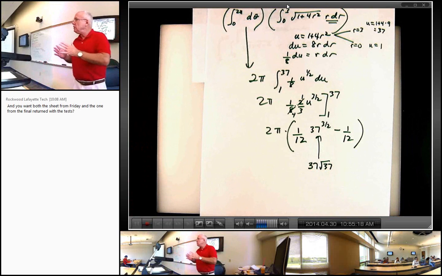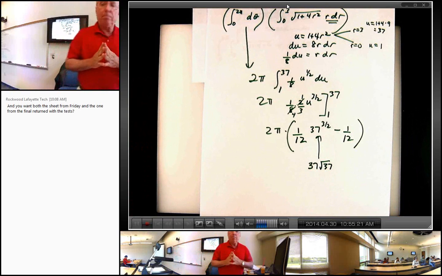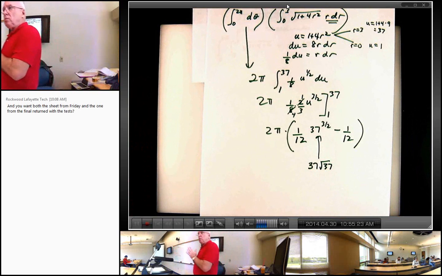Any questions on that one? Be able to recognize when polar coordinates help you out.